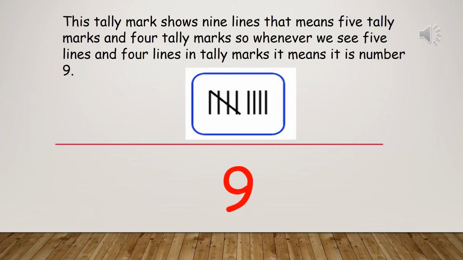This tally mark shows 9 lines. That means 5 tally marks and 4 tally marks. So, whenever we see 5 lines and 4 lines in tally marks, it means it is number 9.